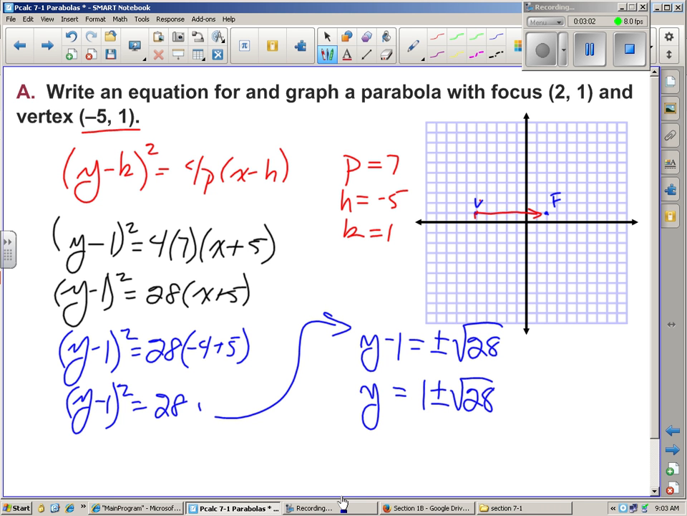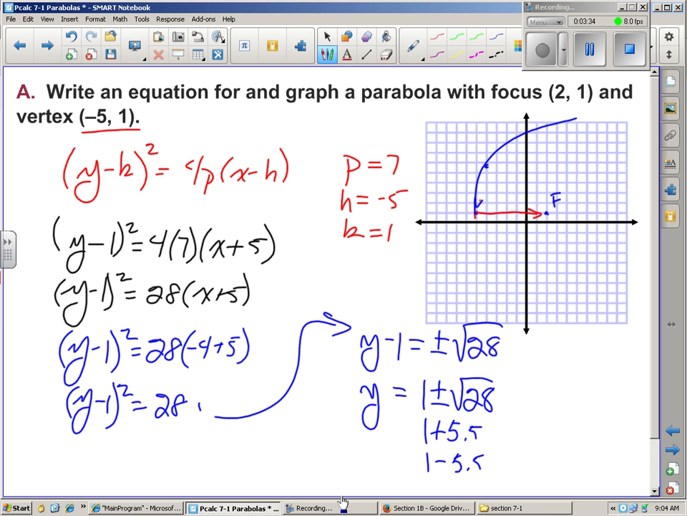Well, I don't have to be terribly accurate with this. I know that the square root of 28 is between 5 and 6. So let's just guesstimate and say it's approximately 5.5. So that gives me a y value of 1 plus 5.5 and 1 minus 5.5. So 5.5, 2, 3, 4, 5.5. So somewhere around there is where the parabola is going to go.